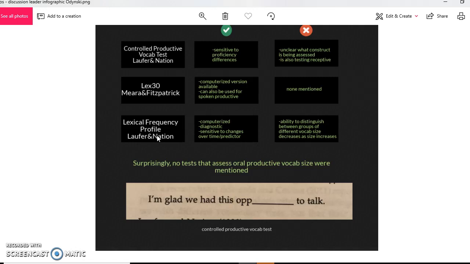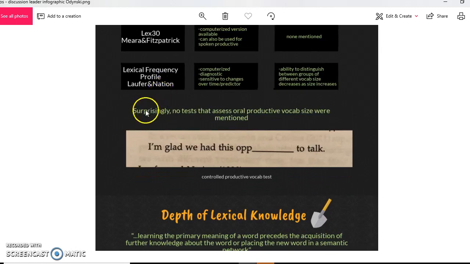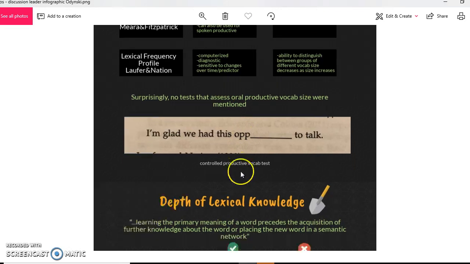This one is a written composition, and so not only is it probably a little more difficult, but it's also considered a diagnostic test because other things can be tested in a composition besides just vocabulary. So quite a bit going on in the lexical frequency profile. I thought it was interesting to mention that they didn't mention any tests that just assess oral productive vocabulary size. There's a couple of them mentioned in the article that can be used for spoken productive, but they don't actually give any tests that are just for spoken productive. So just written productive was mentioned.